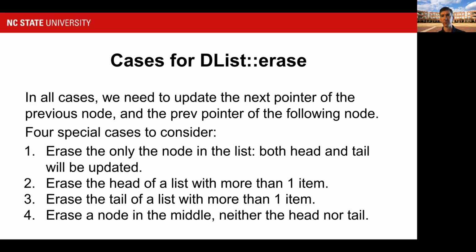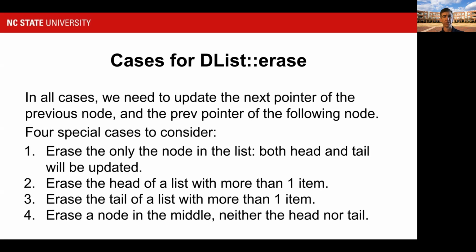So in all the cases we're considering here, we need to update the next pointer of the previous node and the previous pointer of the following node in order to ensure that our two lists are linked up together properly. And then there are four special cases we need to think about.